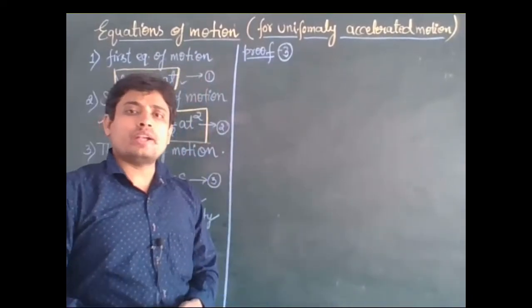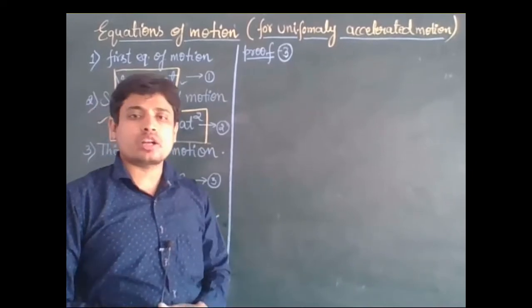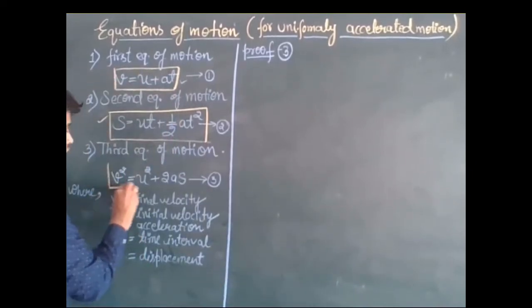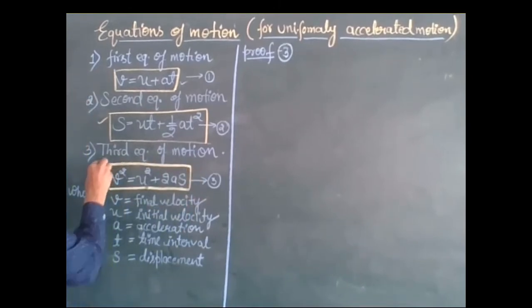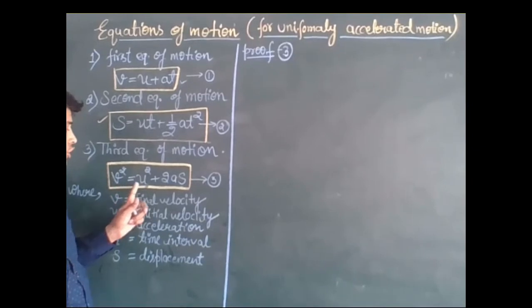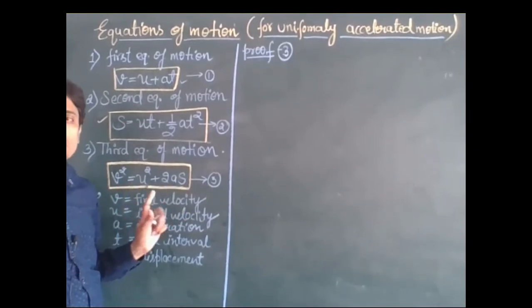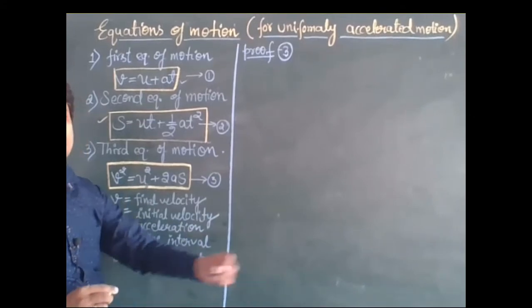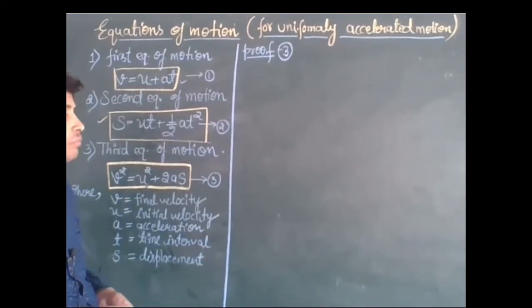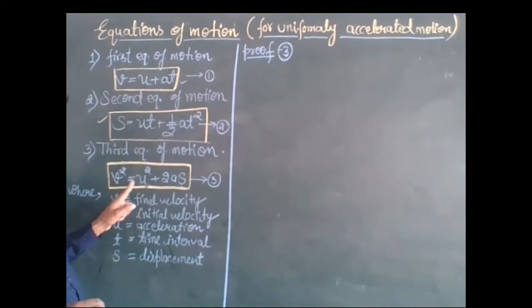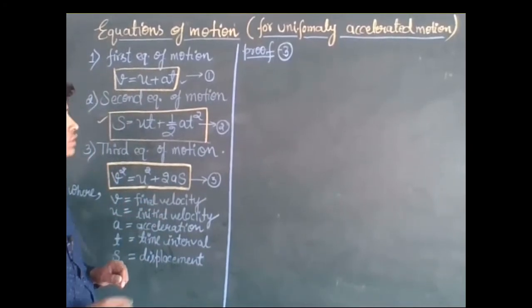Now students, let's prove the third equation of motion. You can see here v, u, a and s. There is no symbol for the time. So we have to eliminate the time from the formula. Now, do you know any relation between v, u and a? Yes, you know it from the first equation of motion.